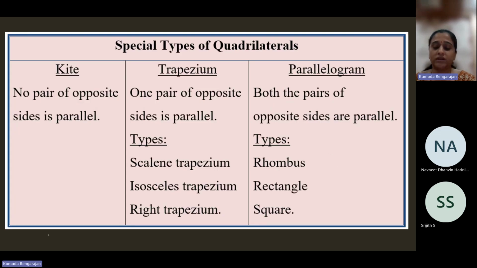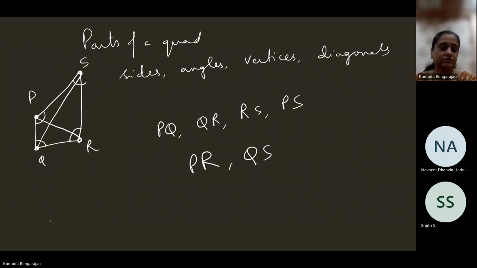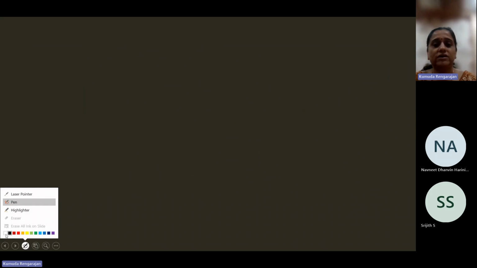Now, very important, special types of quadrilaterals. Listen very carefully. Friends sitting together, focus. You can have fun after the class. Okay, ma'am. So now special types of quadrilaterals.